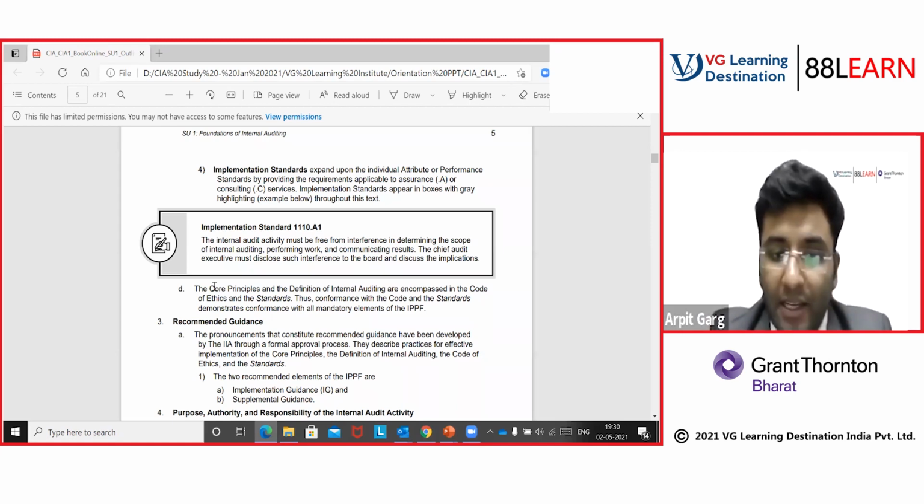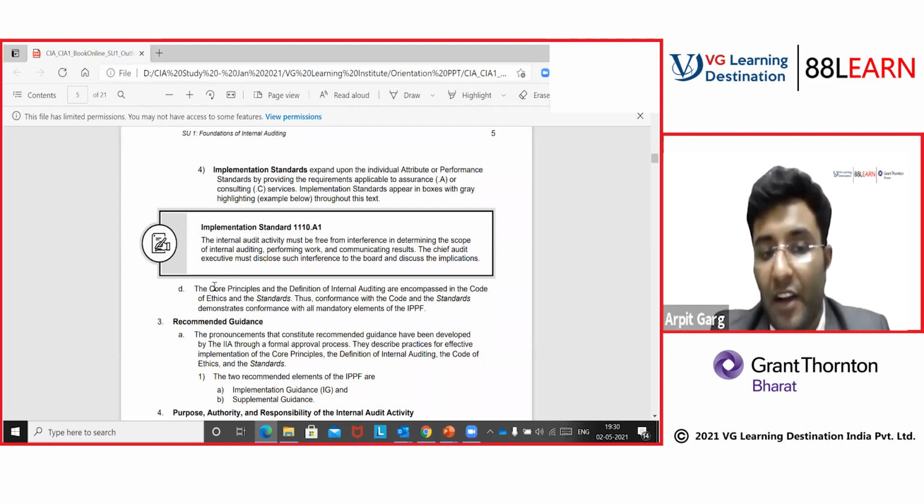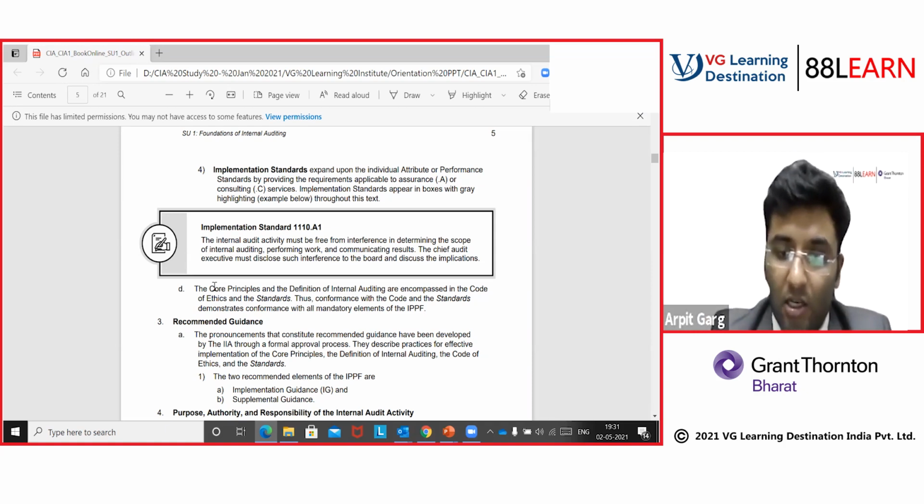So then we have recommended guidance, guys. The pronouncements that constitute recommended guidance have been developed by the IIA through a formal approval process. They describe practices for effective implementation of the core principles, the definition of internal auditing, the code of ethics, and the standards. The two recommended elements of the IPPF are implementation guidance, IG, and supplemental guidance. So these are the two things.